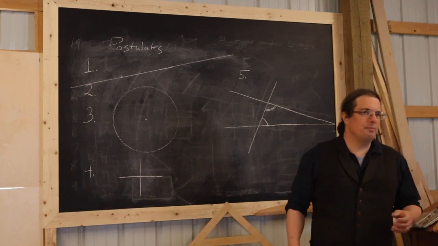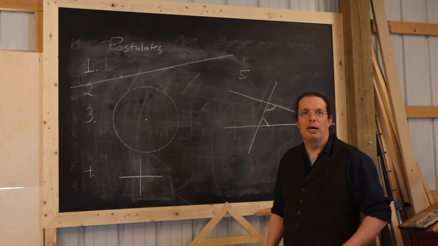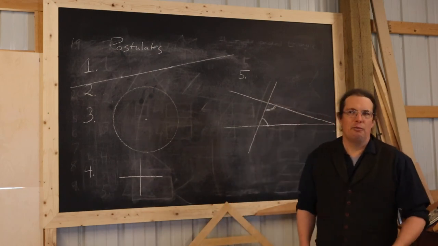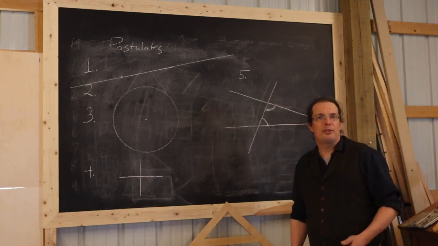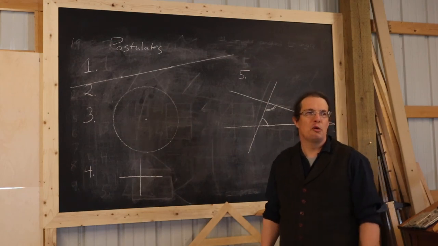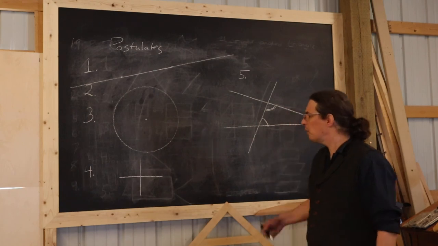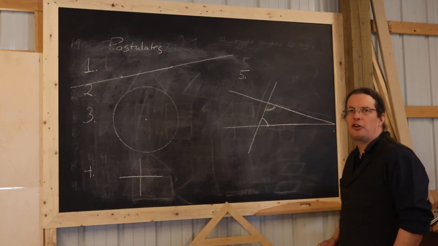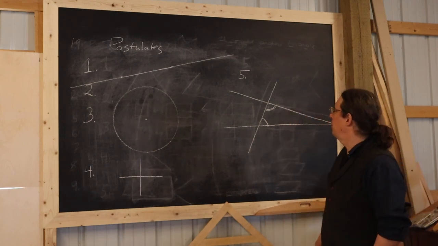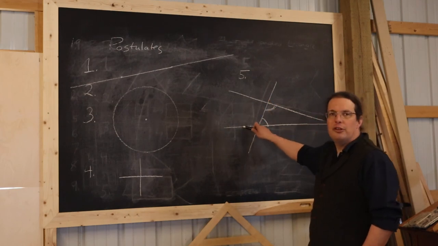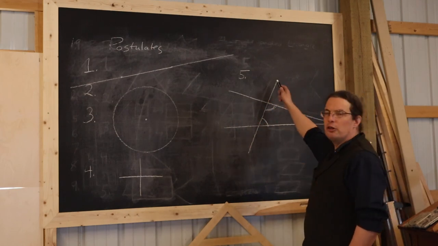Now, this postulate is called the parallel postulate, and that's because it really ends up being an indirect test that we can use for determining whether or not two lines are parallel. What it really does is it gives us a direct test for determining if two lines are not parallel. Because we start with two lines, these. We wonder if they're parallel.